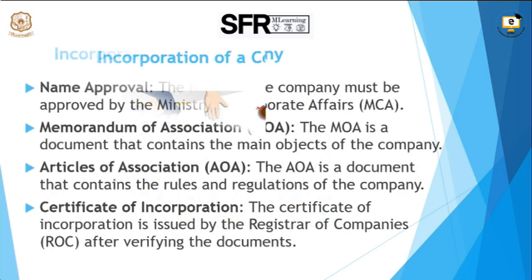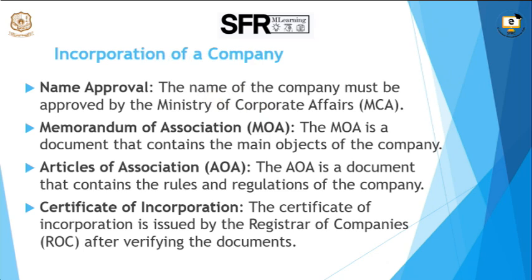Incorporation of a company. What is to be done for the incorporation of a company under the Companies Act 2013? First, the name approval. The name of the company must be approved by the Ministry of Corporate Affairs. Memorandum of Association and Articles of Association are required. What is the Memorandum of Association? It is a document that contains the main objects of the company. Articles of Association is a document that contains the rules and regulations of the company. Certificate of incorporation is issued by the Registrar of Companies after verifying the documents.